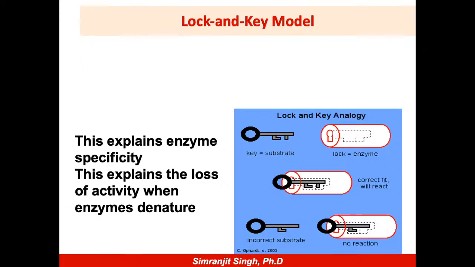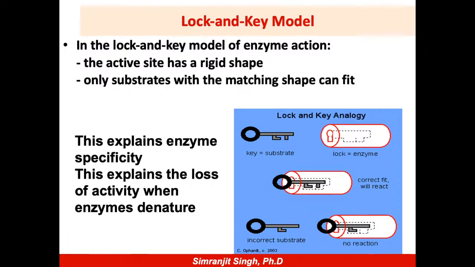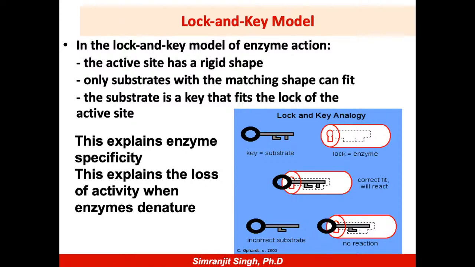So there are two models in this: the lock and key model and the induced fit hypothesis. The earlier one was discovered by Emil Fischer. They say that in the lock and key model, the active site has a very rigid shape, and only a substrate with the matching shape can fit into it. The substrate is a key that fits the lock of the active site. So the substrate that is correctly fit will react, and an incorrect substrate will have no reaction. And this explains enzyme specificity, and this explains the loss of activity when enzymes denature.